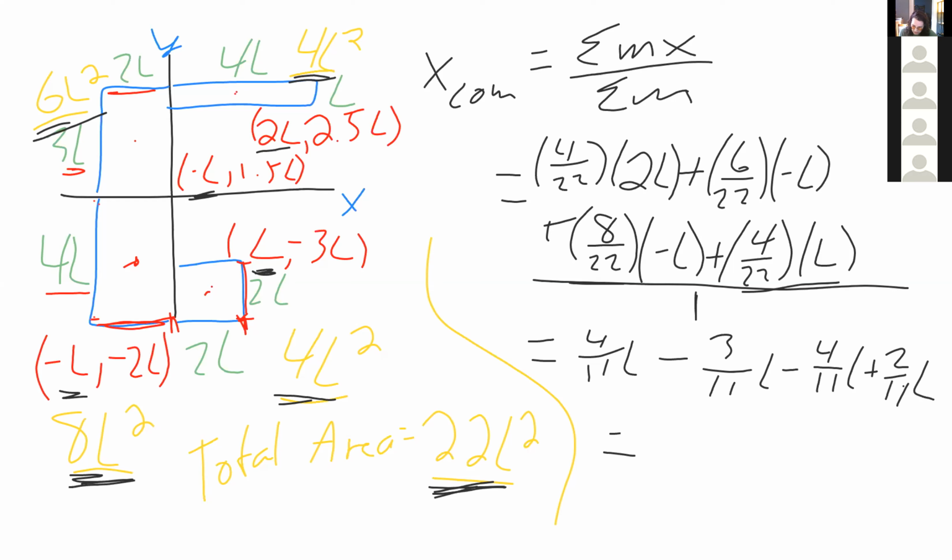All right, put these together. 4 on 11L and -4 on 11L cancel out. We have -3 on 11L plus 2 on 11L, which gives us -1 on 11L. And then in the problem, they give you some L, and you could solve from there. The calculation for the Y is going to be similar. So I'll go ahead and leave this here, but that's a walkthrough of how to find the center of mass for a distributed mass like that.